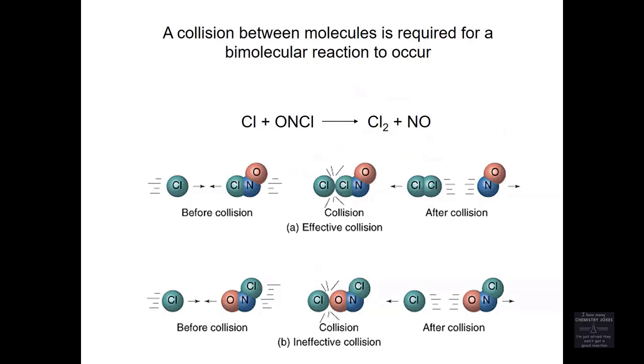So in a bimolecular reaction, two things are colliding. That's what the bi is for. It's telling you two things are colliding. More details about this reaction.